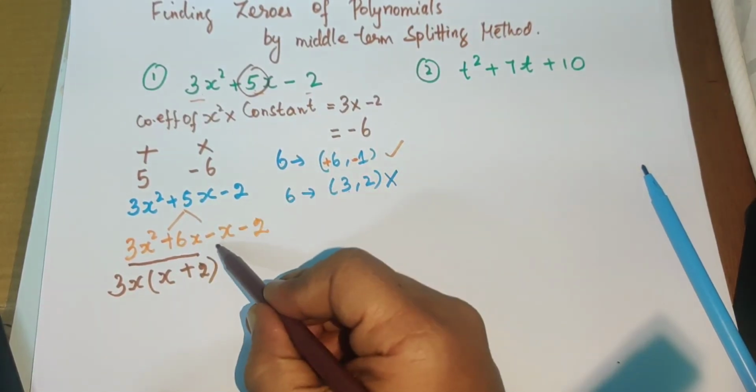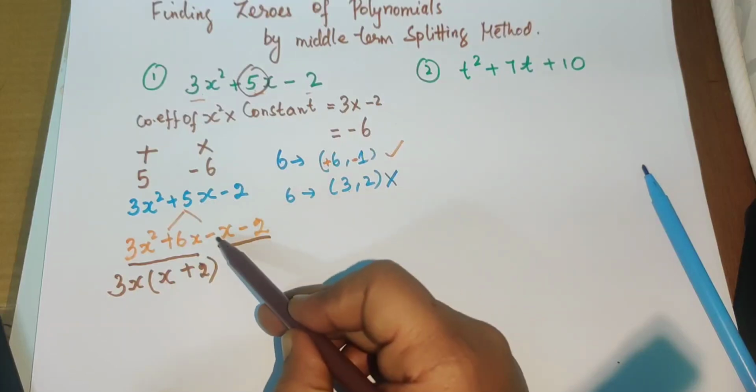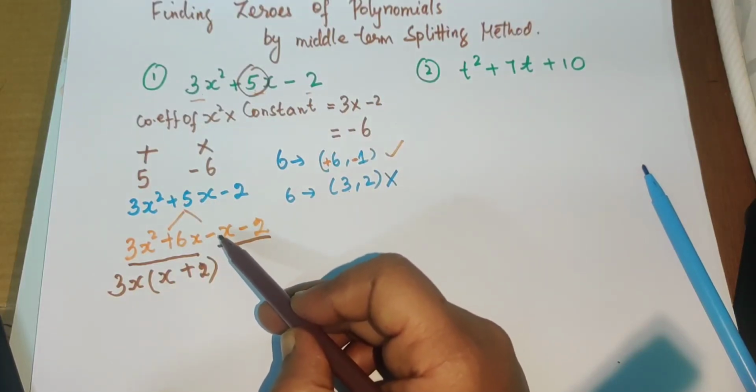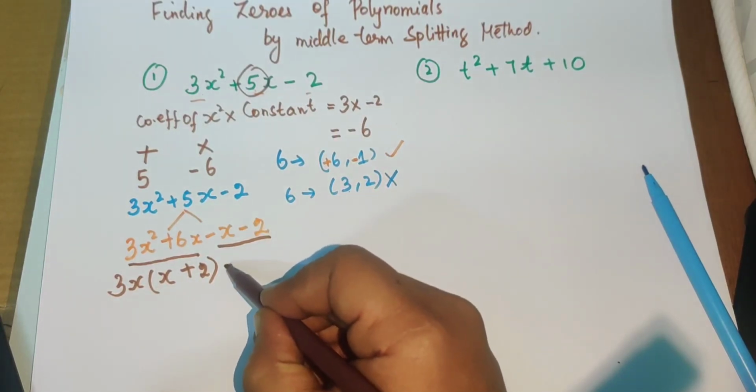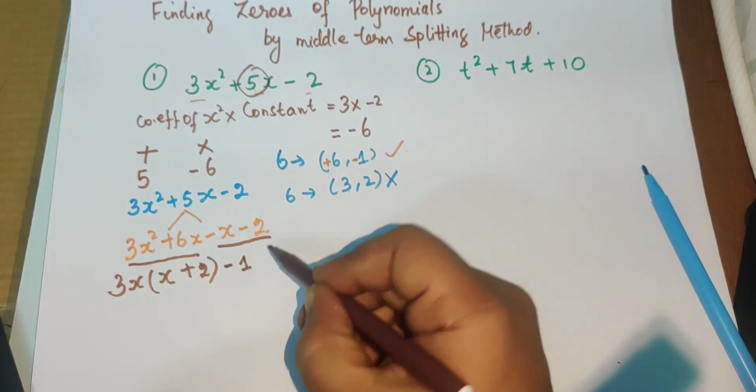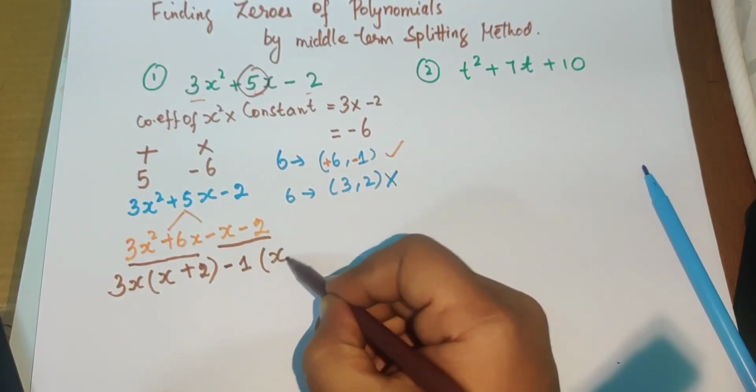Fine. For the next two terms, kindly observe, it comes with negative. So when it comes with negative, we have to include the negative also. So negative 1 we have to take out as common, and it will become positive x plus 2.